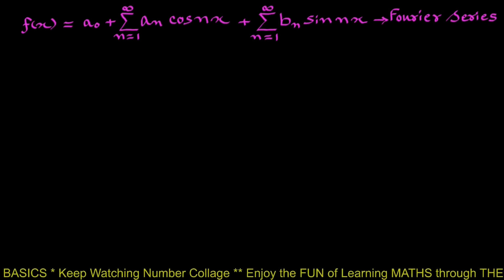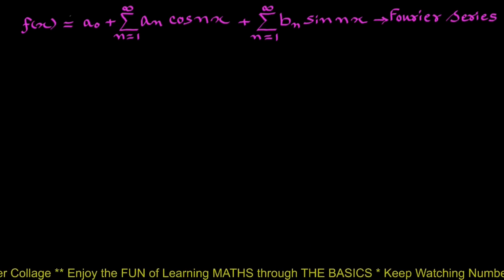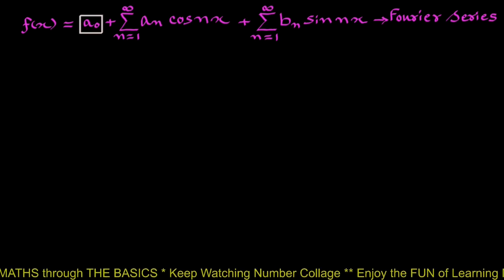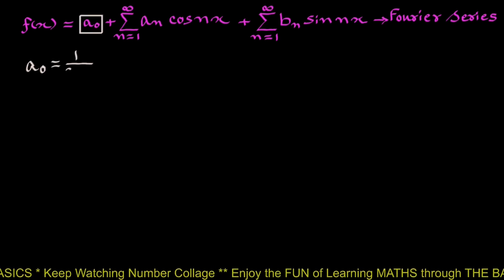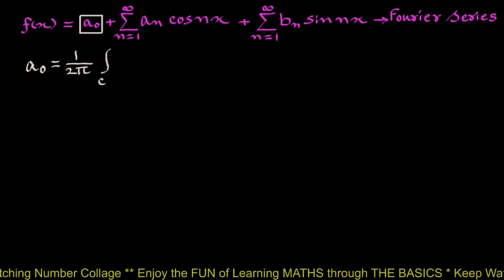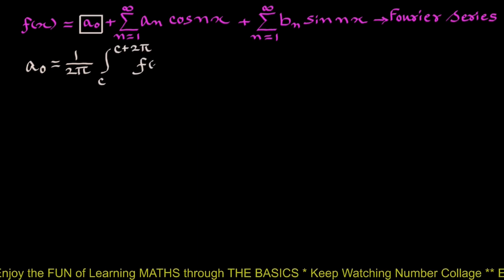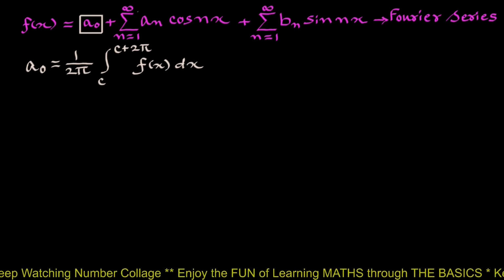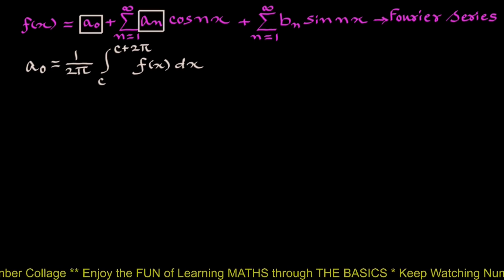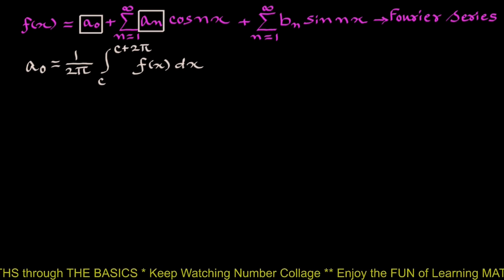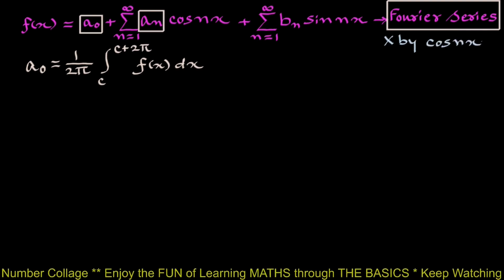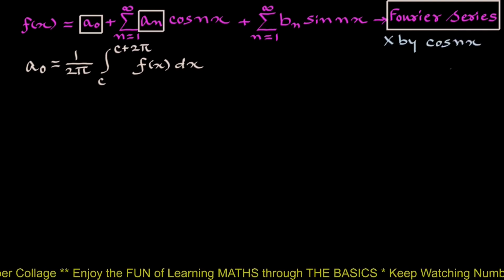We have obtained Euler's formula for this Fourier coefficient a0 equals 1 upon 2 pi integral from c to c plus 2 pi f(x) dx. Next we will find Euler's formula for this Fourier coefficient an. For this we will multiply this Fourier series by cos nx and then integrate as usual.